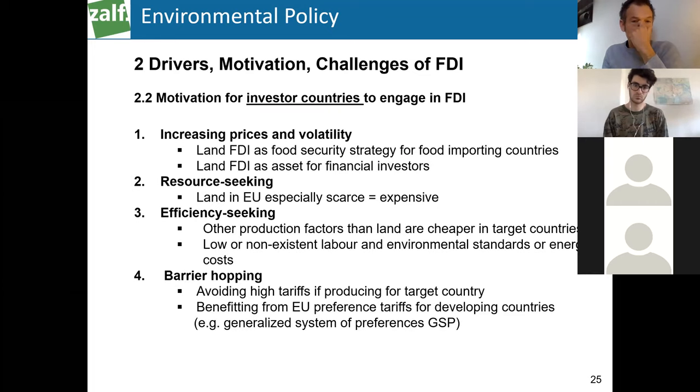This is exactly what you mentioned also. The motivation for the investor countries is mainly increasing prices and volatility. The food security strategy is maybe one issue also for food importing countries. This is what Saudi Arabia is doing heavily, for example: they seek land in order to secure their own food production and to be independent. And land FDI as an asset for financial investors.